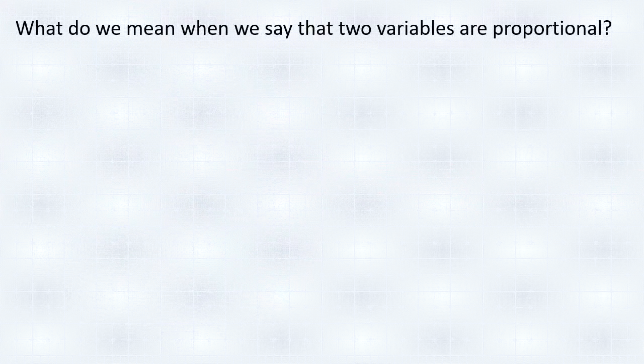Now, what do we mean when we say that two variables are proportional? If you write this in mathematical terms, we say that A is proportional to B. Now, let's take a simple example.